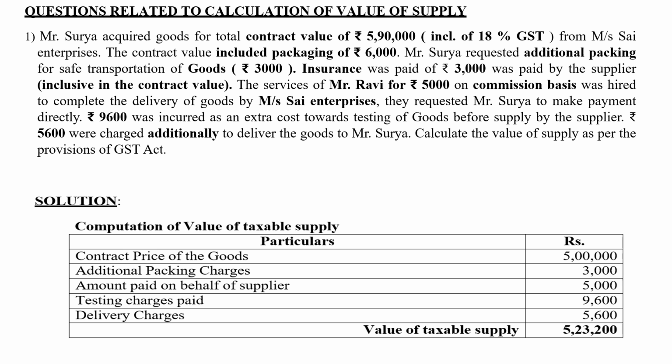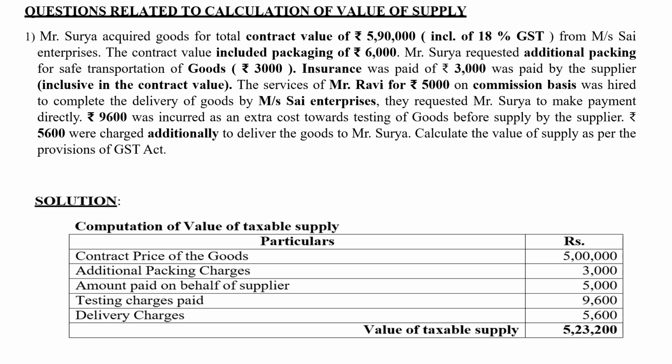Then after the test before supply by the supplier, rupees 5,600 were charged additionally for delivering the goods to Mr. Surya. Okay, so additional charges to supply goods were there. So this we will also consider, that is 5,600. Calculate the value of supply as per the provisions of the GST Act. Okay, so we have to just calculate the value of supply.